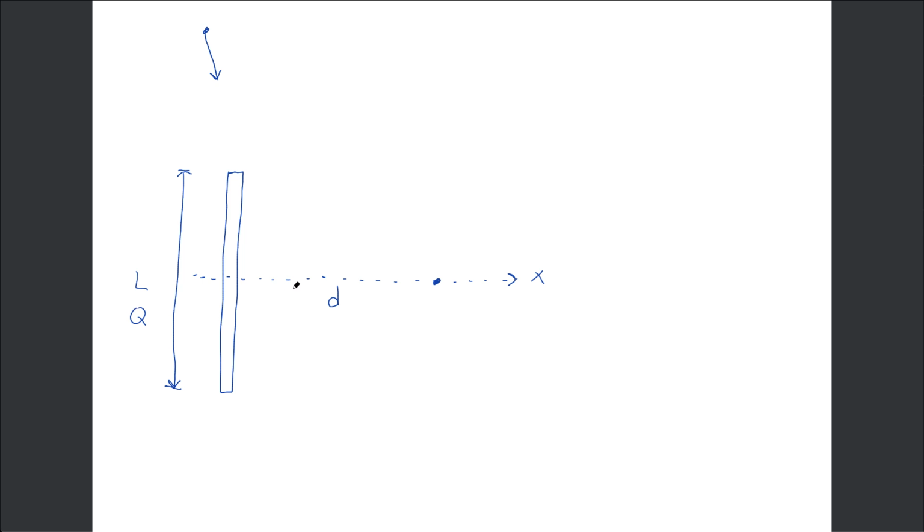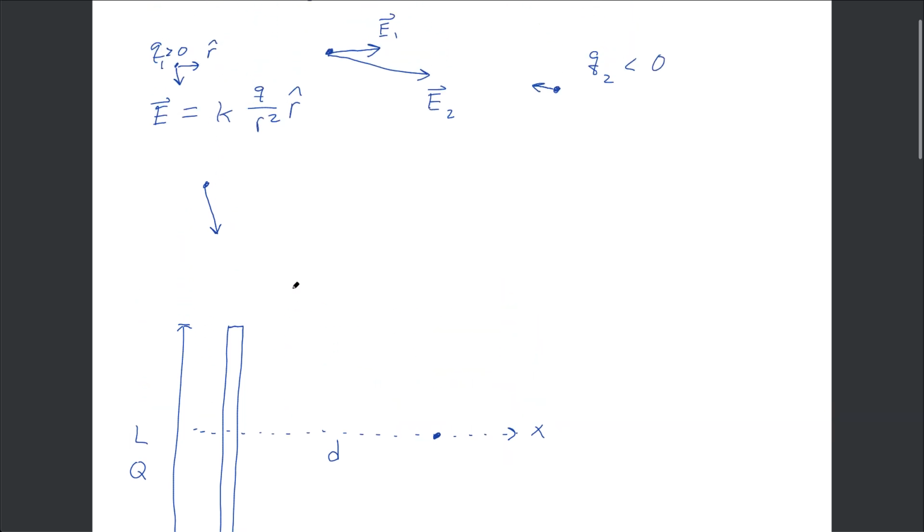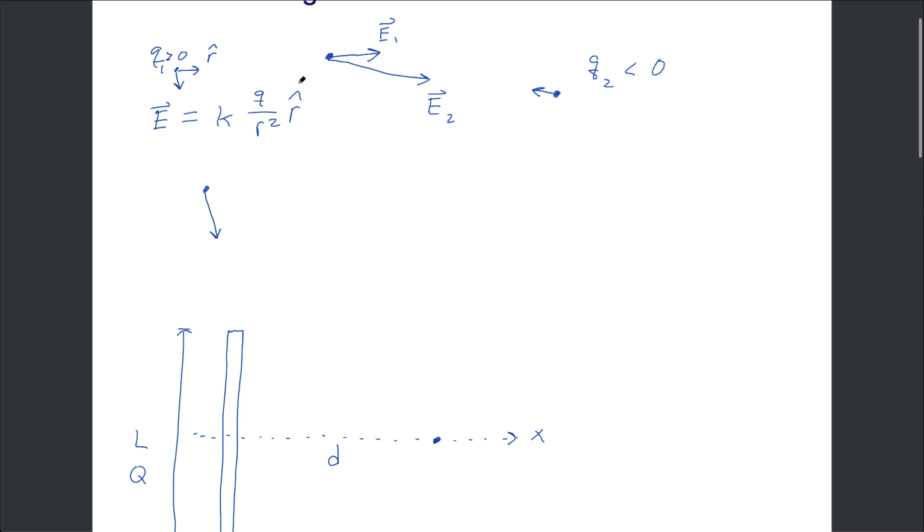So what we want to do is we know this equation up here. We know the equation for the electric field of a point charge. We'd like to use that to see if we can somehow use it for this line of charge. How do we use this for this line of charge?